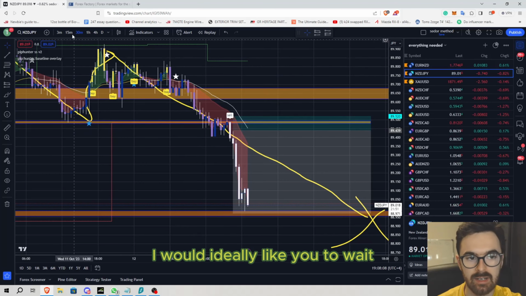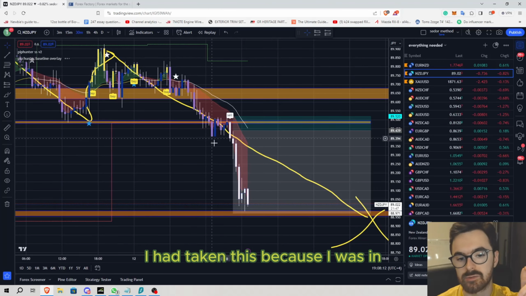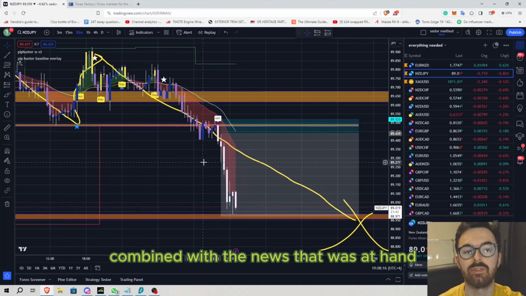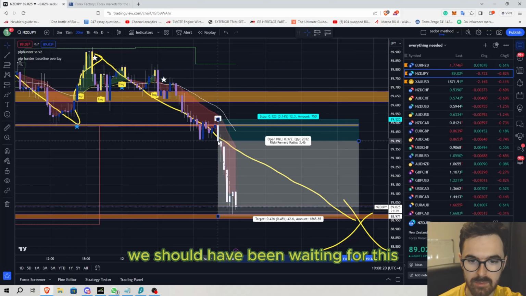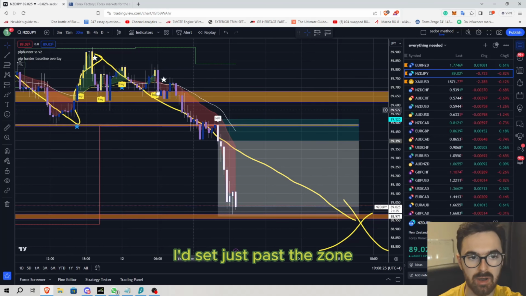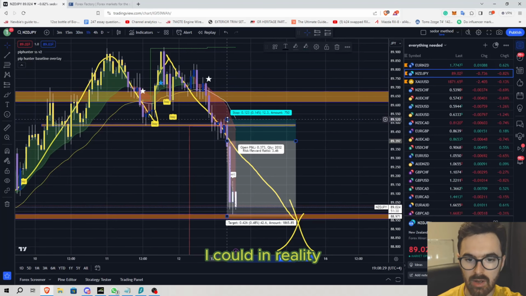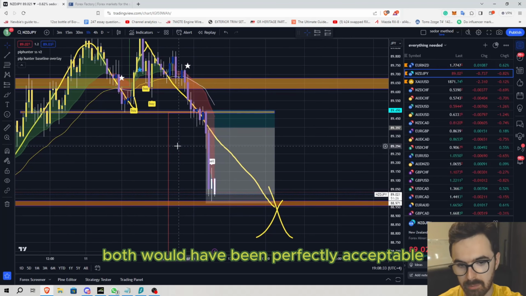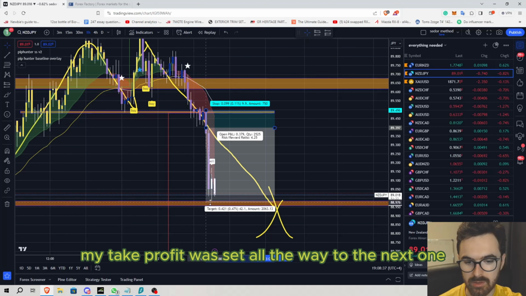I would ideally like you to wait for the end of the candle. I had taken this because I was in the middle of a live stream and it was practical to do so, combined with the news that was at hand. So realistically, we should have been waiting for this. Our stop loss I'd set just past the zone, based off the candle that was prior. I could, in reality, have also set it to the edge of the zone like this. Both would have been perfectly acceptable. My take profit was set all the way to the next one.